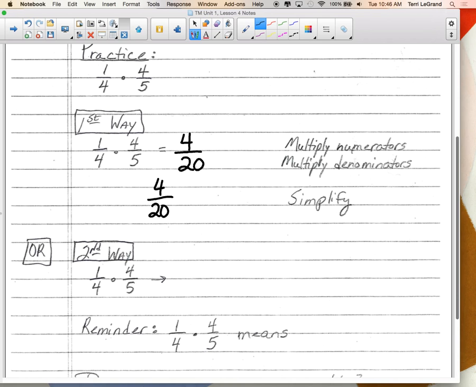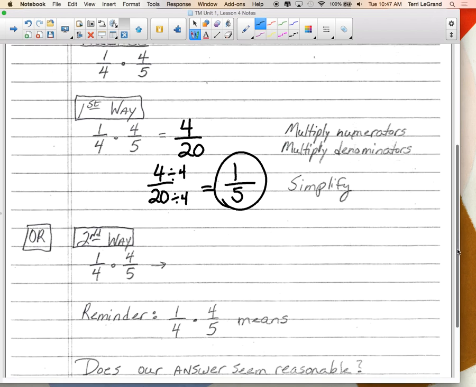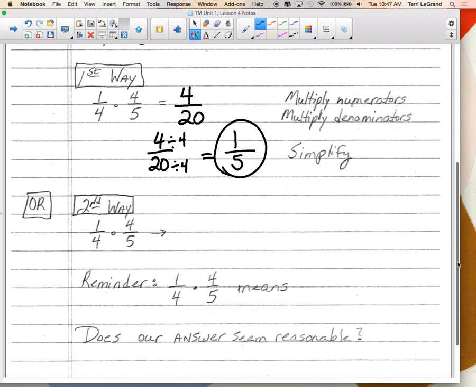Okay, so we would say 4 divided by 4. If we do that upstairs, we have to do it downstairs. So 4 divided by 4, what is that? 1. And 20 divided by 4, what is that? 5. There are 5 4s in 20. Ooh, the answer is 1/5. The answer is 4/20, renamed as 1/5. So that's the first way. Multiply first and then simplify.